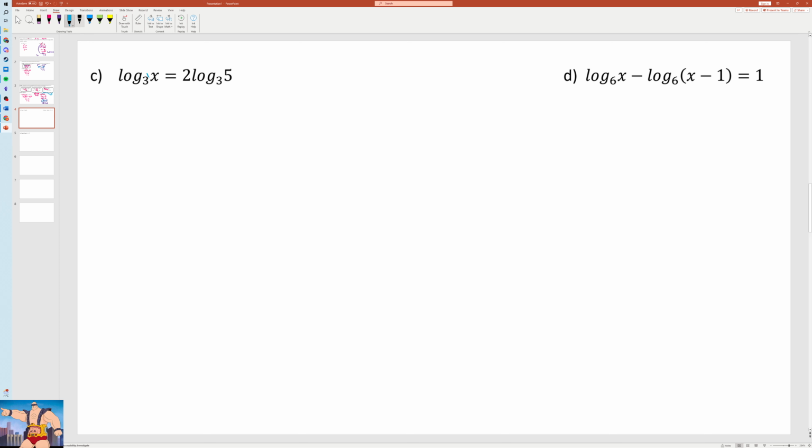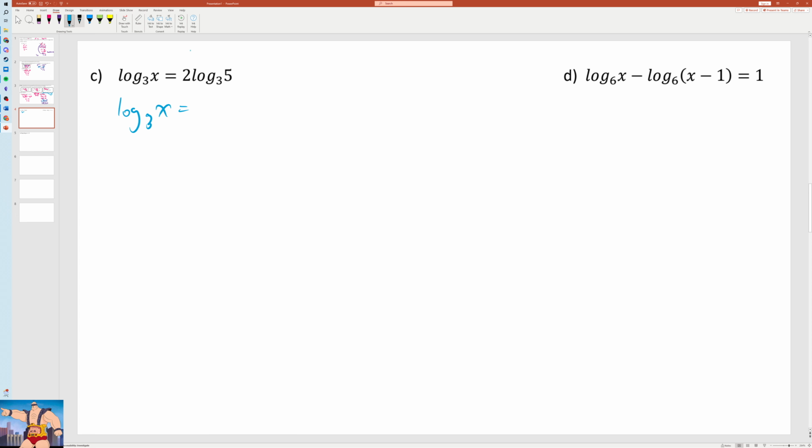All right, here we go. We have the same log on both sides. However, we cannot equate them until we deal with these coefficients. So these coefficients have got to go. We have to express them in a different way. Well, hopefully you remember there's a rule for that.